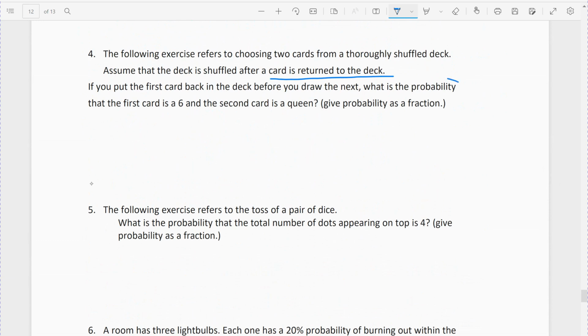What's the probability? So I'm looking for probability, which means I need my event divided by my total. So I'm going to have to figure out two things. I'm going to figure out how many, and the total.